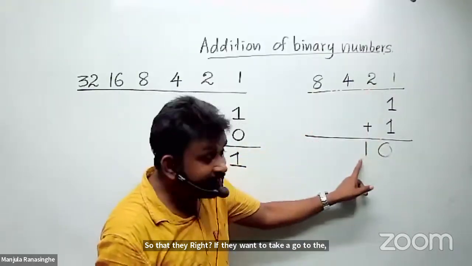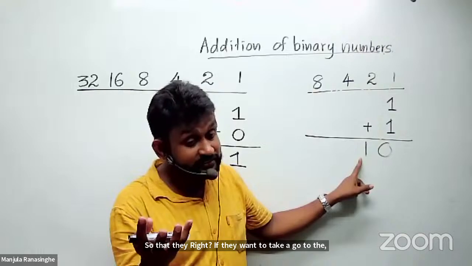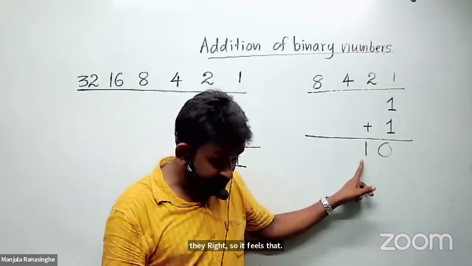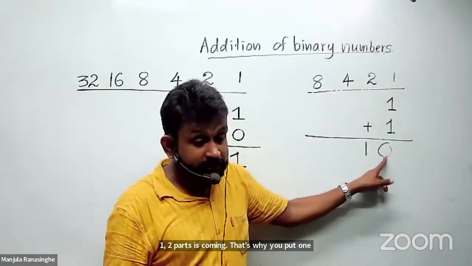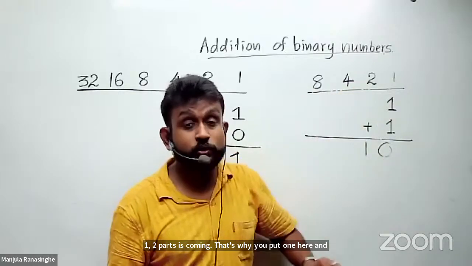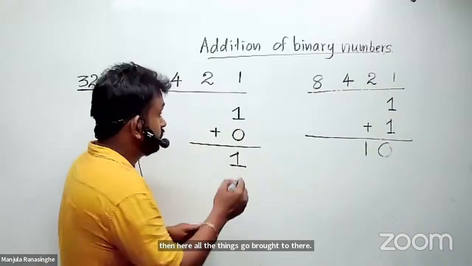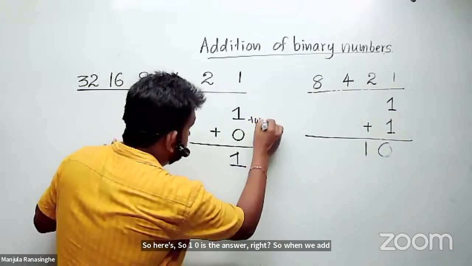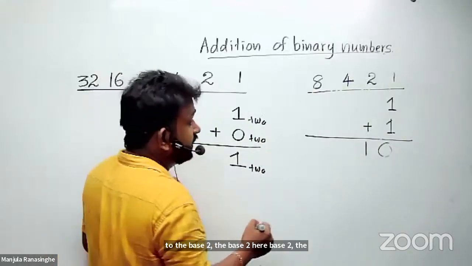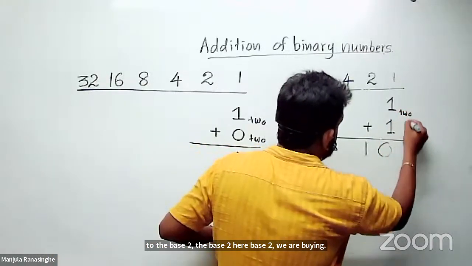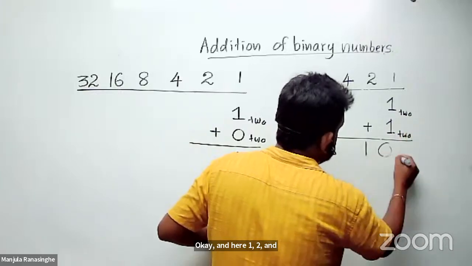So it feels that 1 two parts is coming. That's why you put 1 here, and then all the things are brought there. So here 0 is, so 1 0 is the answer. When we add in base 2, here base 2, here base 2, we are in binary. Here 1 base 2 plus 1 base 2, then you get 10 base 2.